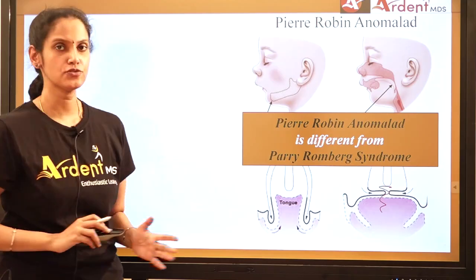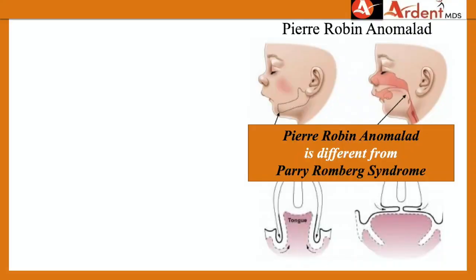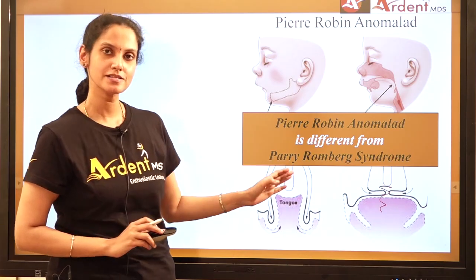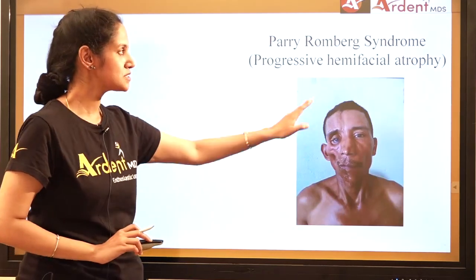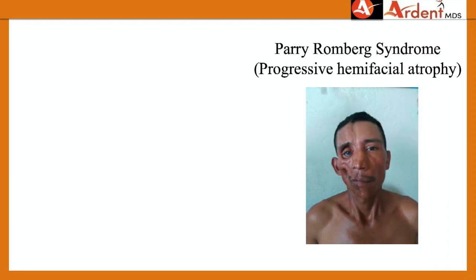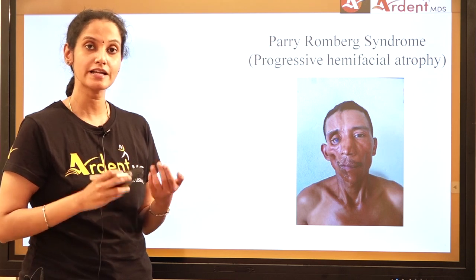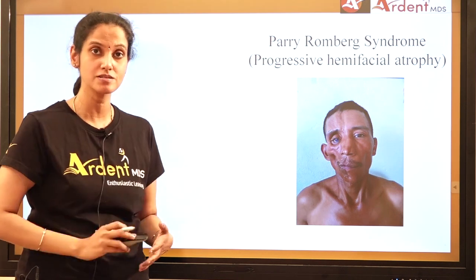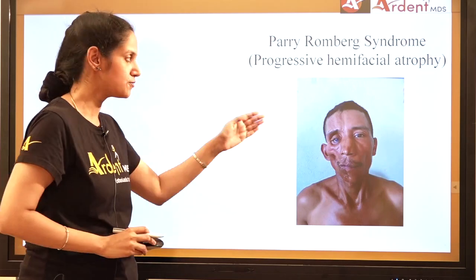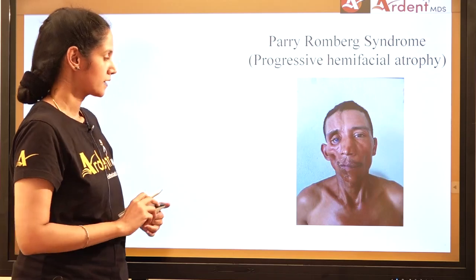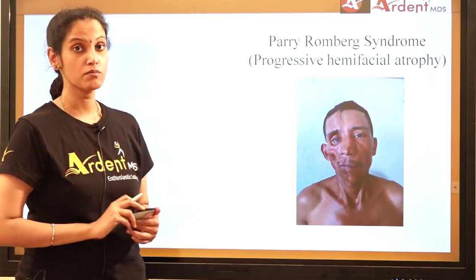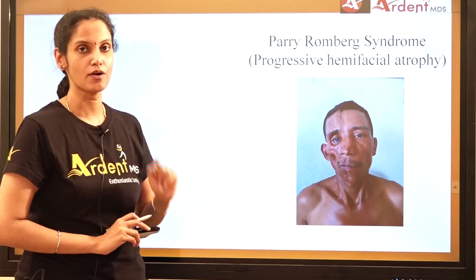So this is what we need to remember. These two words sound very similar, right? Pierre Robin anomaly and Parry-Romberg syndrome. We already saw Parry-Romberg syndrome is progressive hemifacial atrophy. Not just the bones but the cutaneous atrophy also occurs and even the subcutaneous tissues, the muscles, the bones, the soft tissues, all of which get atrophied on one side of the face progressively. So that is Parry-Romberg syndrome and this is different from Pierre Robin anomaly.